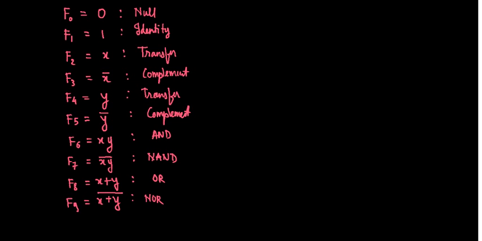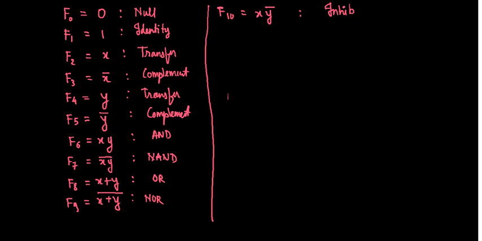I'll write it here. F10, X. If you came but your friend doesn't come, then only I can play the movie. So it's called inhibition. All English words; I know the meaning, homework for you. You increase your vocabulary.